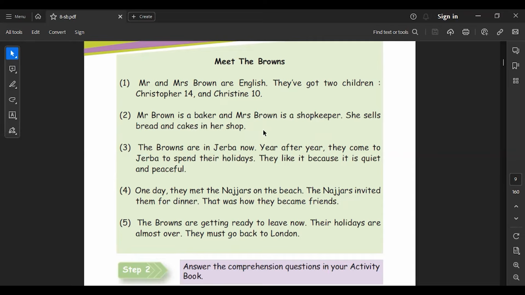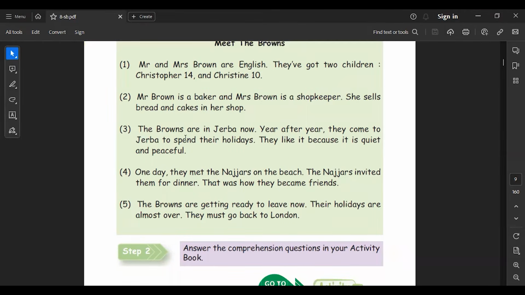So she has a bakery. That's what we can say. The Browns are in Jerba now. Year after year, they come to Jerba to spend their holidays. They like it because it's quiet and peaceful.